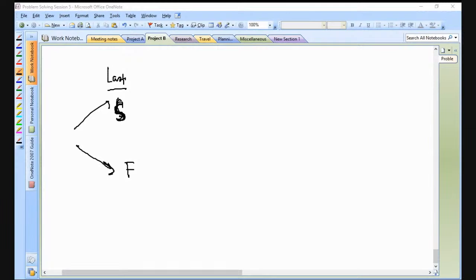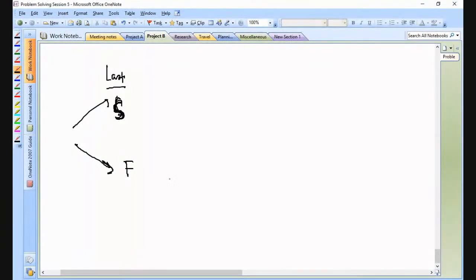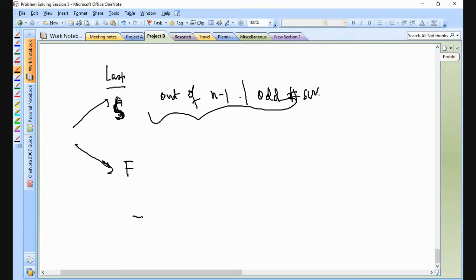So the last one is success. If the last one is success, then the second last should be success only? No, it cannot happen like that. It can happen like success, failure. The last one is success. Then for n minus 1, like you said, we should have odd number of successes. Exactly. Odd, and then this one will add up to the even number. So out of n minus 1, odd number of successes will be there.